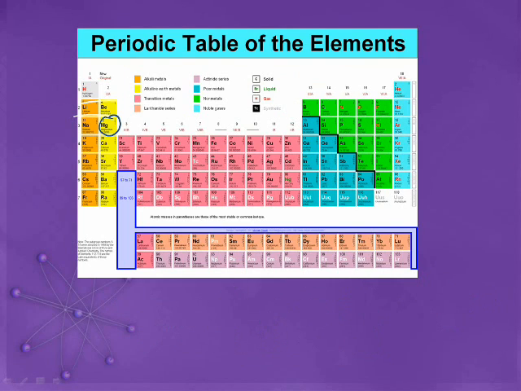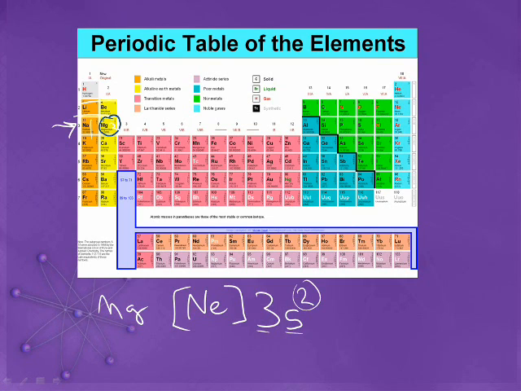Let's try another one. Let's try magnesium, Mg. Now the previous noble gas is neon. So we put neon in brackets. And now magnesium is in the 3rd energy level, and it is in the S orbitals, and it has 2. It's in position 2. 1, 2. So 3rd energy level, S orbital, 2 in the S orbital. So this one has 2 valence electrons. One of the important things about the electron configuration in the shorthand is it just shows the valence electrons.